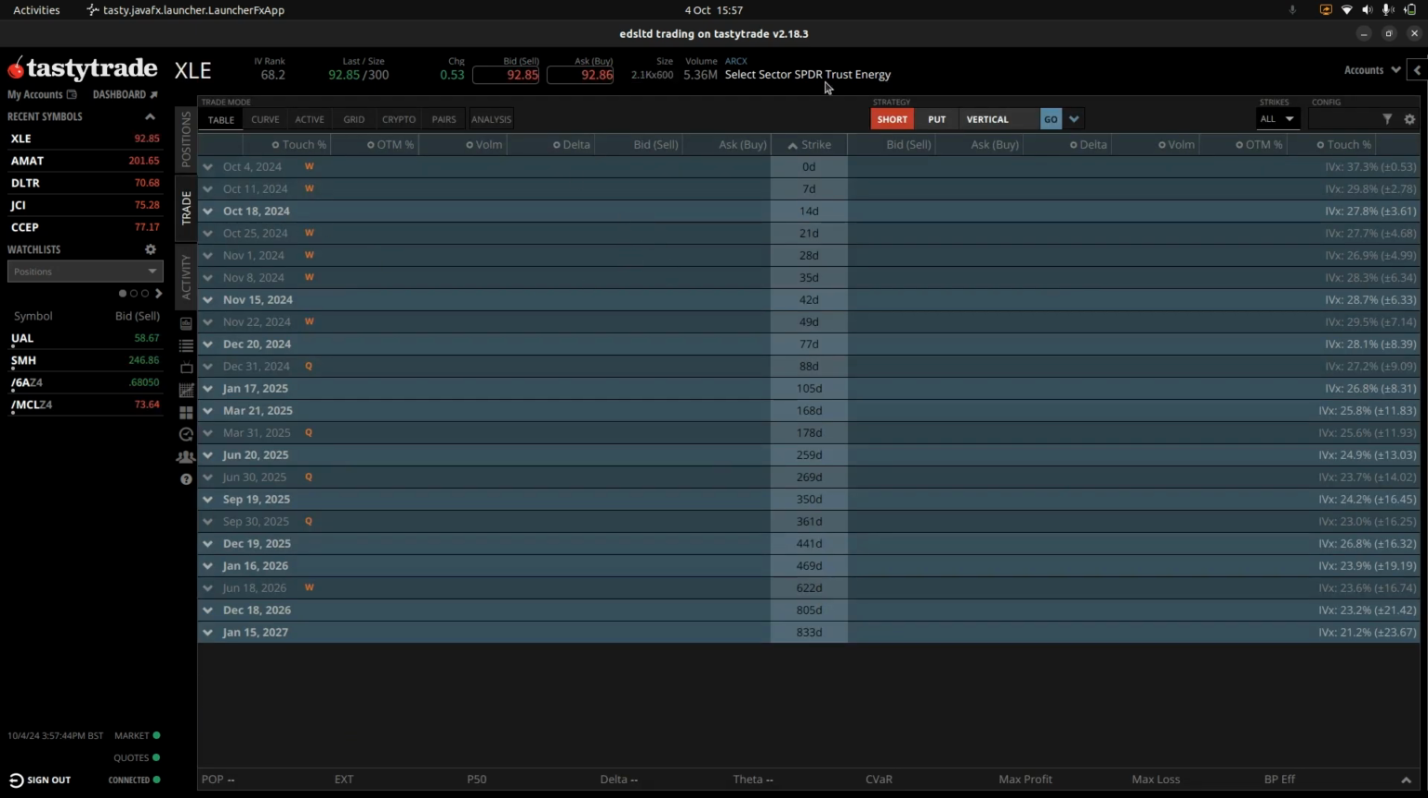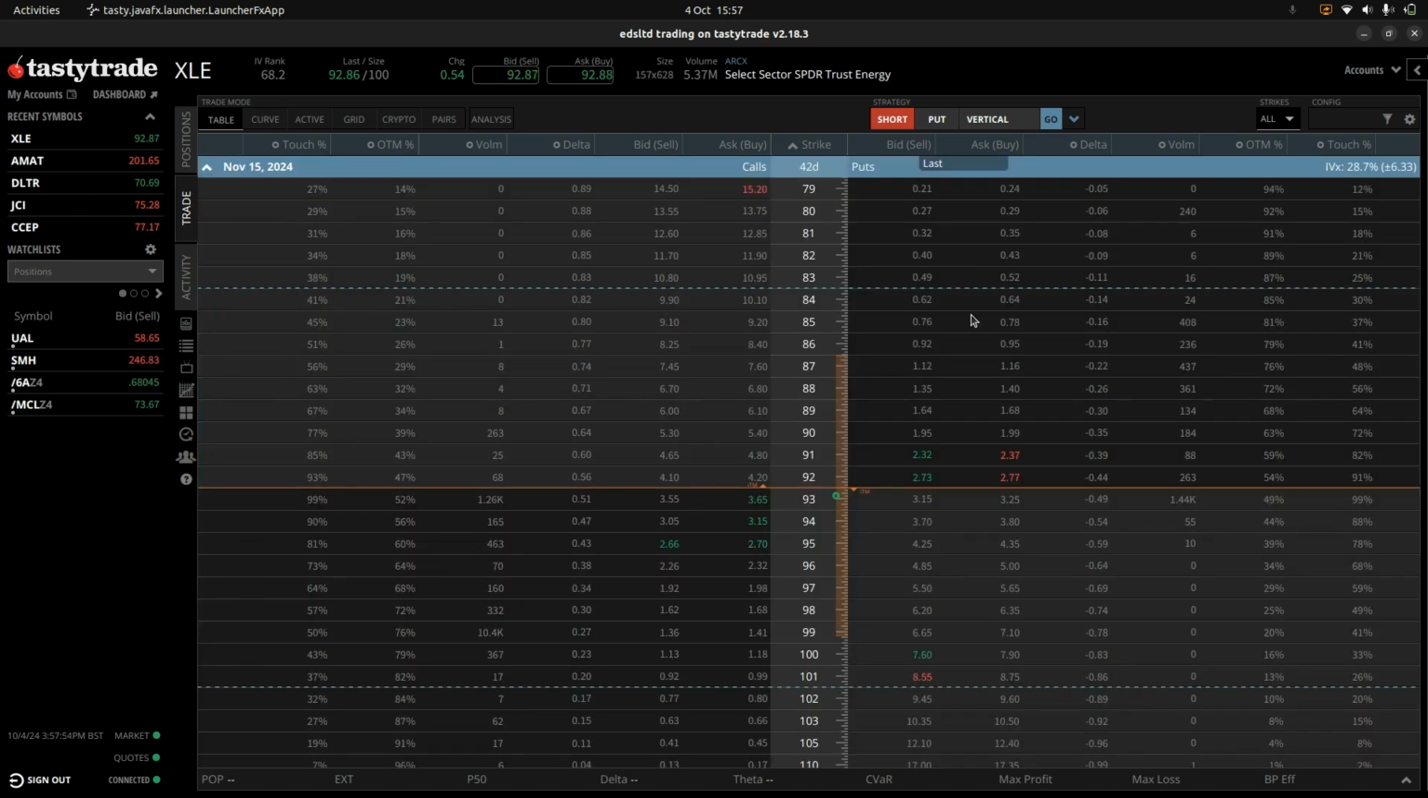So XLE, it is an ETF. ETFs are really nice to trade, especially when they've got an IV rank of 68. So we already know we're going to be at the November 15th expiration. And now here we're looking at the options chain. This orange vertical bar is the expected move of XLE over the next 42 days, and this horizontal bar is where price currently is with respect to the strikes.